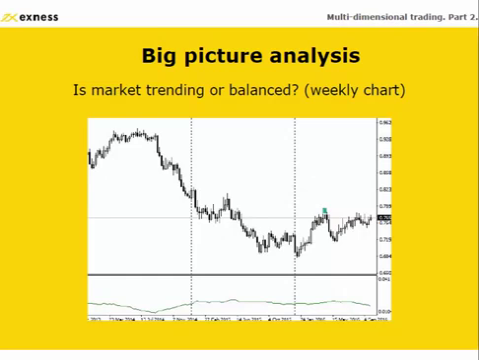But the first question is: is the market trending or balanced? So we want to answer the question about the possible state of the market. Actually, there is no easy answer here. What does it mean that the market is trending or balanced? Well, when the market is trending, it's not necessarily several black candlesticks in a row or white candlesticks in a row.